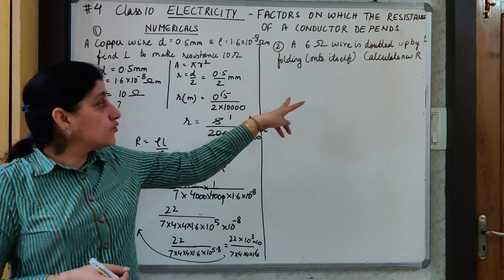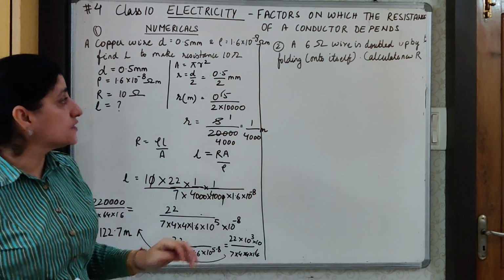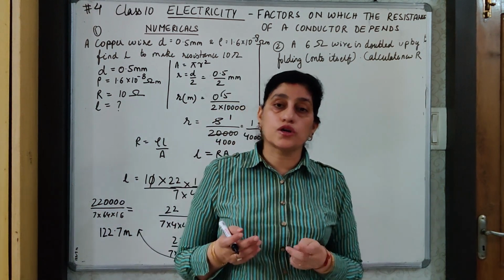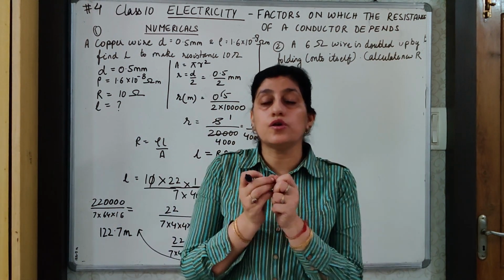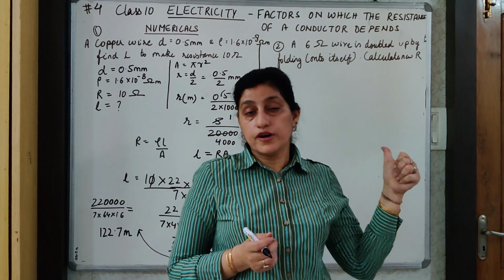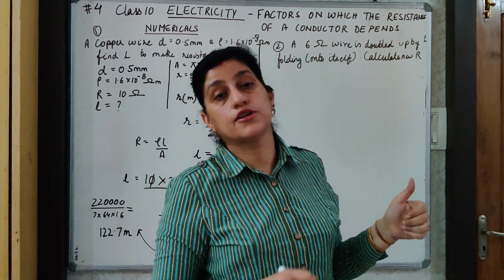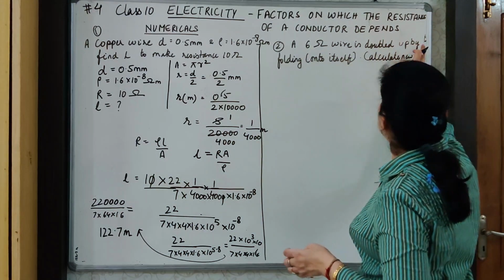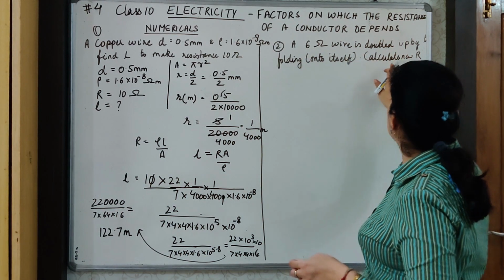There is one more type of question which is done in this, in which the value of resistivity etc. is not given, but the wire is folded or the wire is stretched. First this numerical, and then I'll tell you one more thing. It is given a 6 ohm wire is doubled up by folding onto itself. Calculate the new resistance.